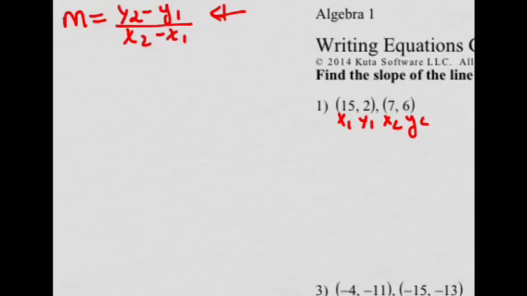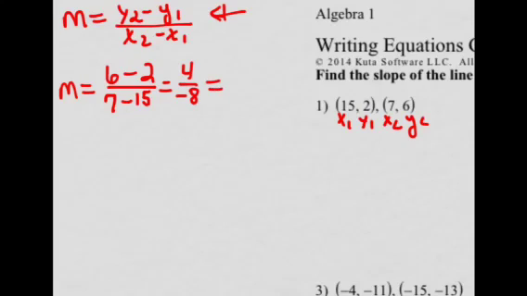Cookbook City from here. So we get m equals y2 is 6 minus y1 is 2 over x2 is 7 minus x1 is 15. 6 minus 2 is 4. 7 minus 15 is a negative 8. We simplify this. A positive divided by a negative is a negative, and 4 over 8 is 1/2. So the slope is negative 1/2.